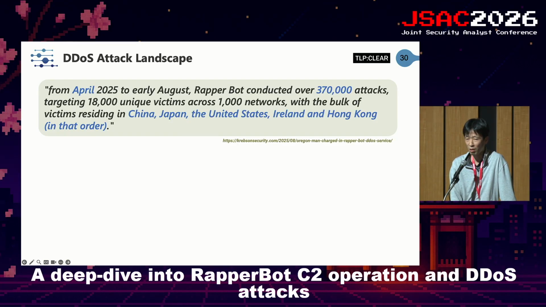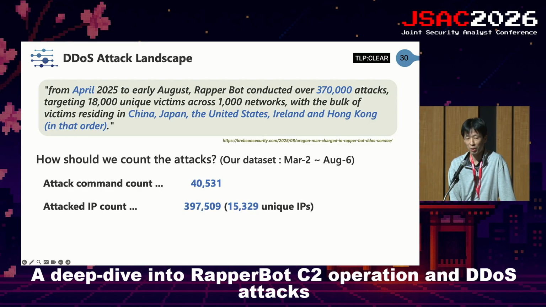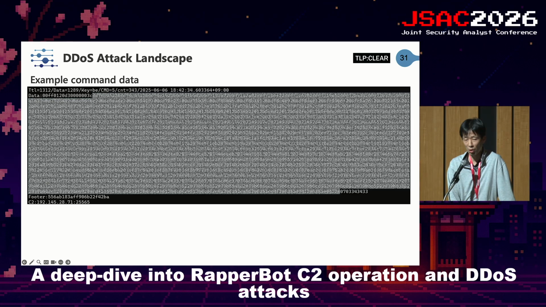After April, the RapperBot launched more than 370,000 attacks against China, Japan, the US, Ireland, and Hong Kong, in that order in terms of the number of counts. The question is how to count the attacks. Our data set tends to be sizable after March. 40,000 attack command count. Victim IP counts 390,000, which is close to what is indicated in the article or the blog. The total attack duration is equivalent to 32 days.